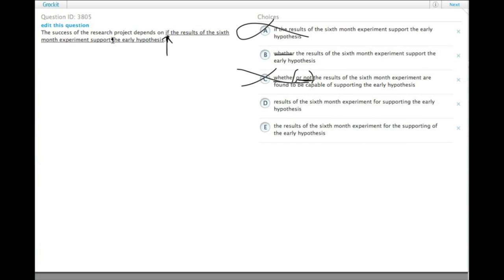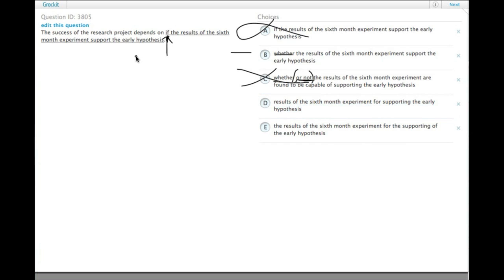So the success of the research project depends on whether the results of the 6-month experiment, I suppose it could be the experiment just in the 6th month, sorry. Anyway, the success of the research project depends on whether the results of the 6-month experiment support the early hypothesis. Okay, that sounds okay. D, the success of the research project depends on results of the 6th-month experiment for supporting the early hypothesis. The success depends on the results for supporting.